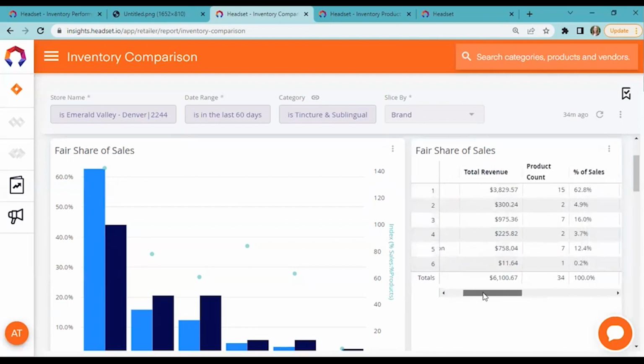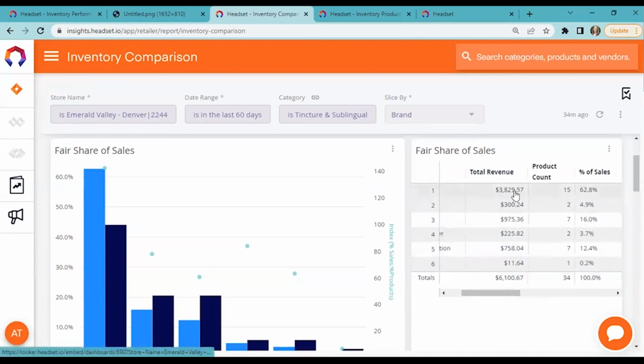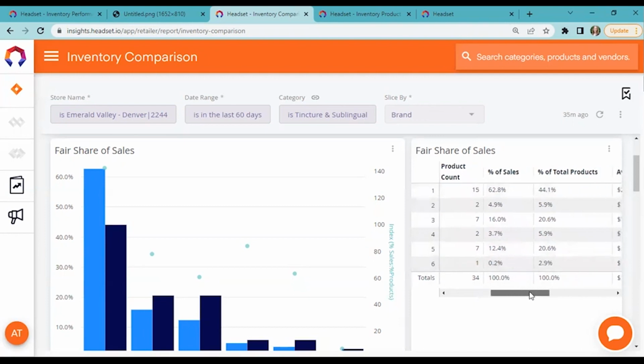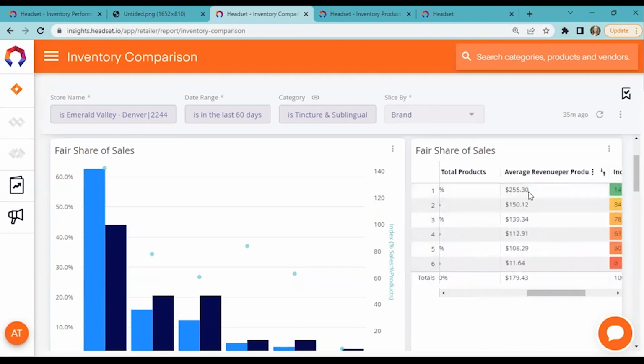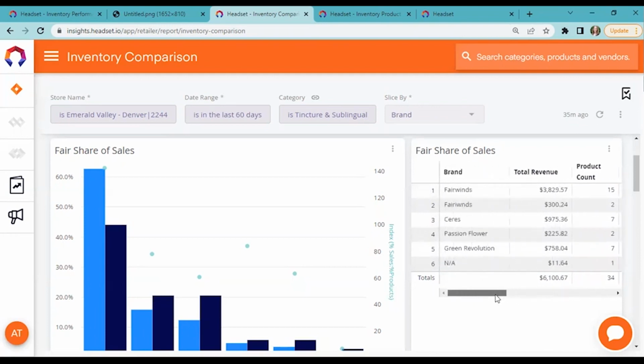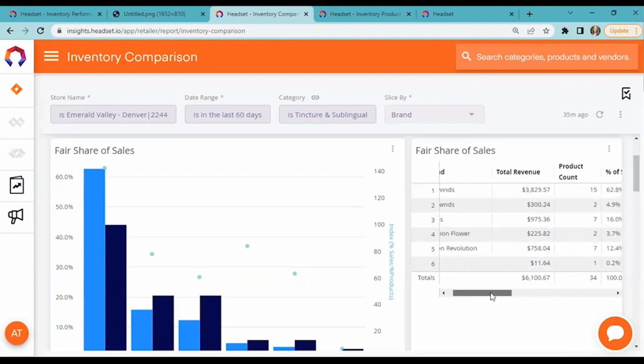So Fairwinds, the top one, has 15 products. They're clearly making up the most amount of revenue and clearly have the highest percentage of sales. And then the average revenue per product is also very high. So I would likely assume that Fairwinds is the brand that I want to pay most attention to because it is doing pretty well at our store.